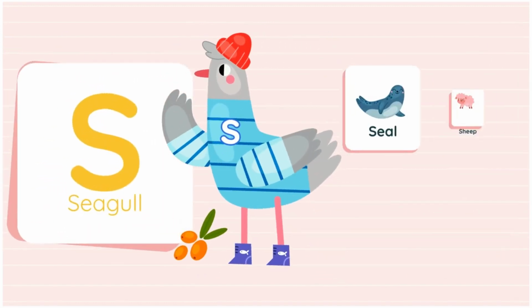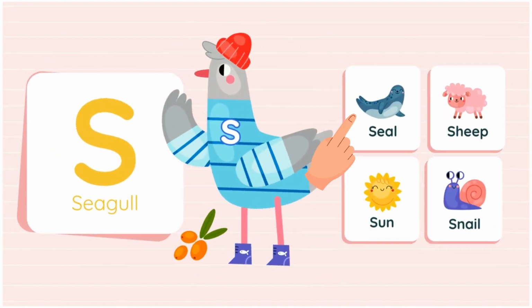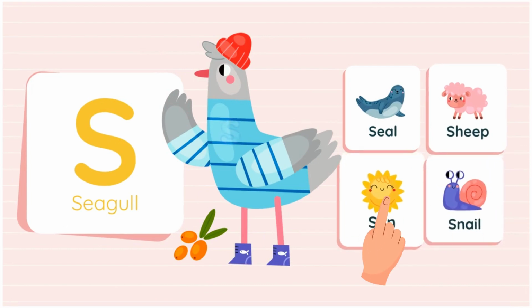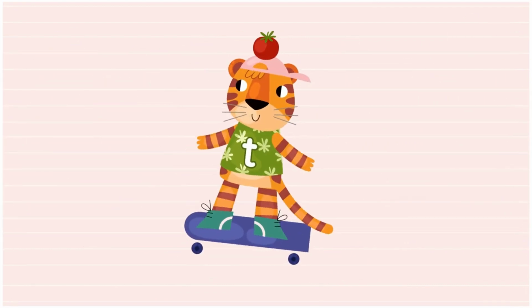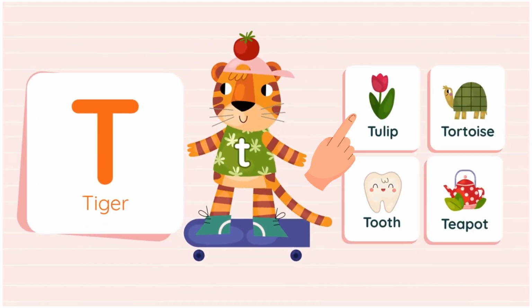S is for seagull, seal, sheep, snail, sun. T is for tiger, tulip, tortoise, teapot, tooth.